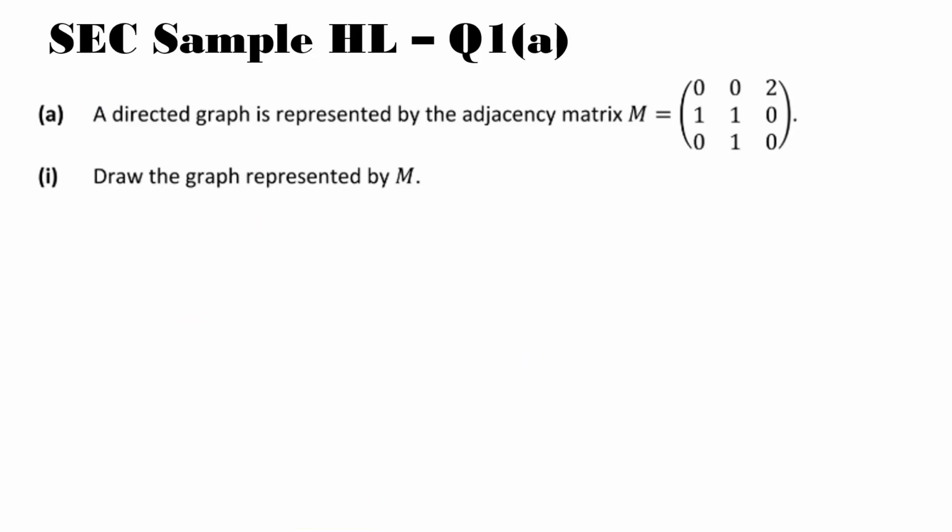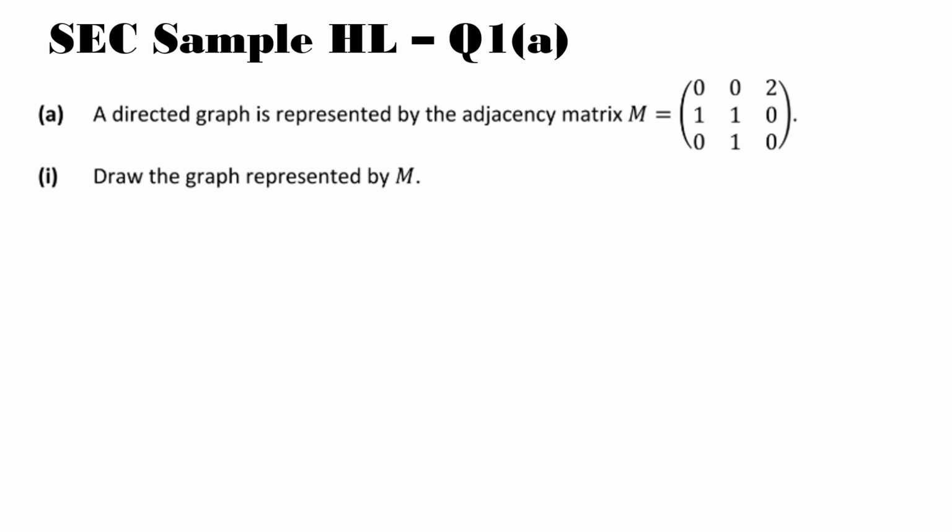This is question 1A from the SEC sample higher level paper. A directed graph is represented by the adjacency matrix M, which is 0, 0, 2, 1, 1, 0, 0, 1, 0. Draw the graph represented by M. So I'm going to label the nodes A, B, C, so that allows us to make sense of it.